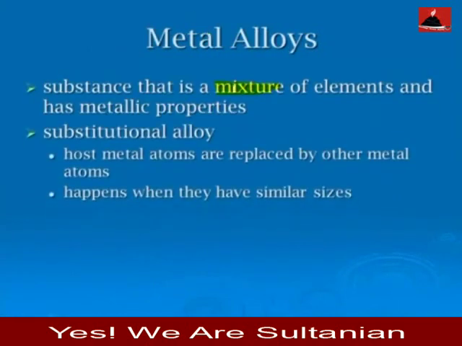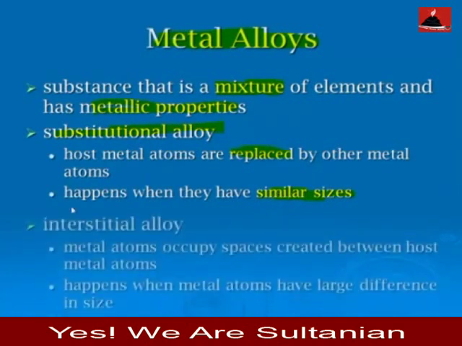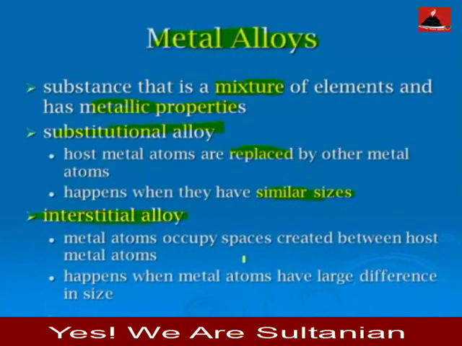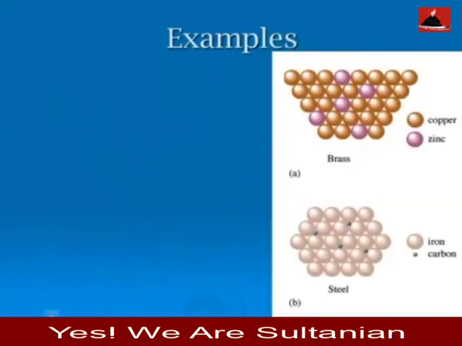Now, alloys are really a mixture of elements. So we're not creating a brand new chemical, we're mixing metal elements that have metallic properties. And there's 2 types here. You've got substitutional alloy, where host metal atoms are actually replaced. This happens when they have similar sizes, where you're literally taking something out, putting something back in, and we're going to see on the next slide that steel's a good example of this, as opposed to an interstitial alloy, where smaller metal atoms will occupy spaces. So this is when the metal atoms have a big difference in size.